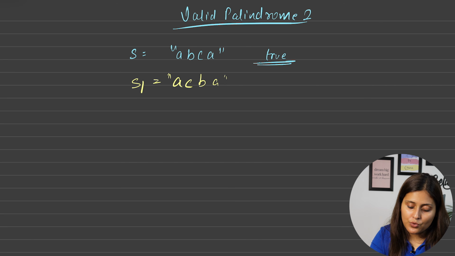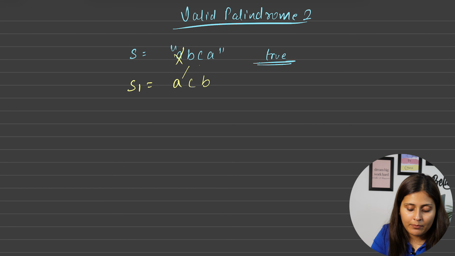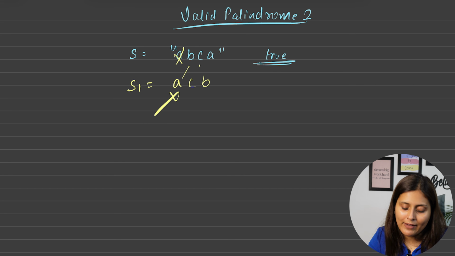So in this case you will move to the next step where you will try removing every character. Let's remove the first character, which is A. If you remove this first character, S will become BCA and S1 will always take the reverse version of it, so it will become ACB. Again A, B not matching, so this is also not a valid palindrome.